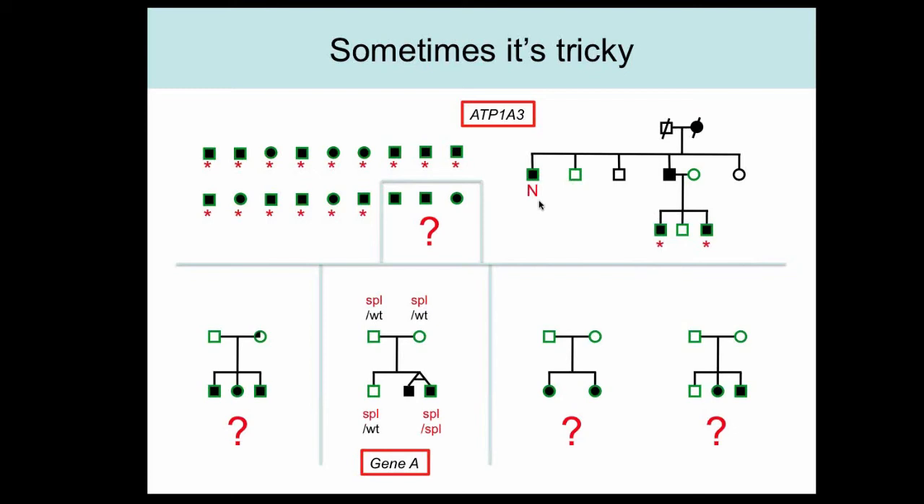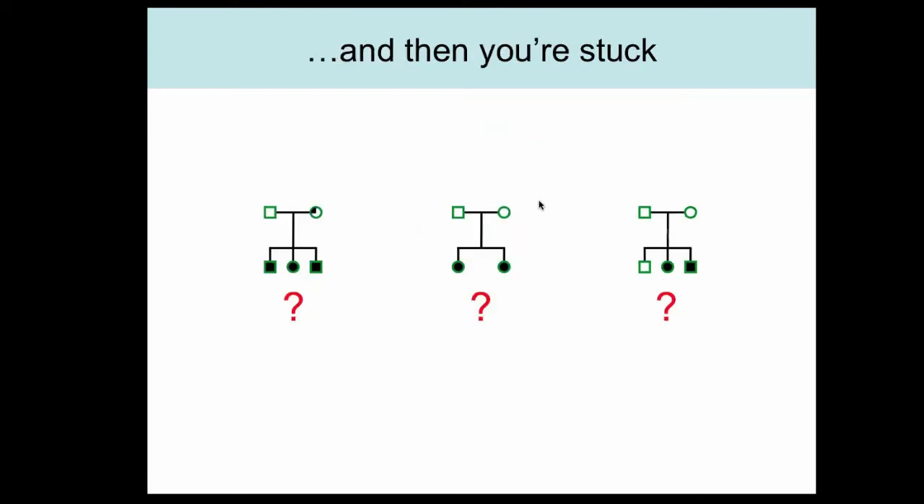So again, we can identify the causal variants for some of the sporadic cases and some of the families, but then we are stuck. We have 3 families here that we couldn't really interpret in any way. So we started doing everything we could to interpret these families, and it was simply one dead end after the other.